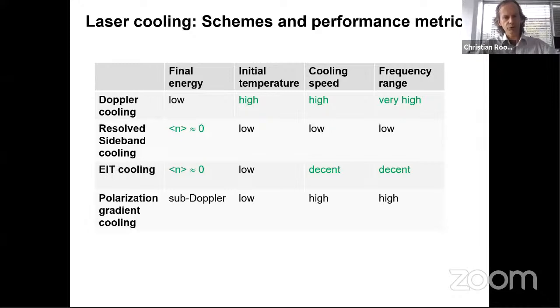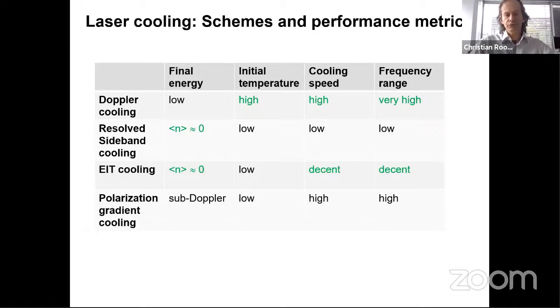But you will not be able to Doppler cool ions to the ground state on the typical transitions that are available in trapped ions. For this, it's much better to use resolved sideband cooling, which enables you to cool ions really to the motional ground state of the quantum harmonic oscillator describing the ion motion along one direction. But this is a scheme that only works if you start out already at fairly low temperature. The cooling speed is not great, and also the frequency range of modes that can be cooled at the same time is rather small.